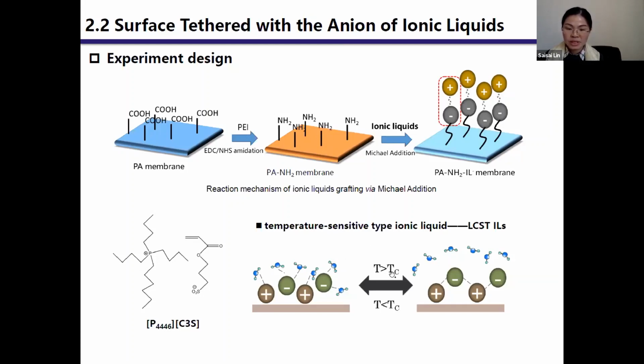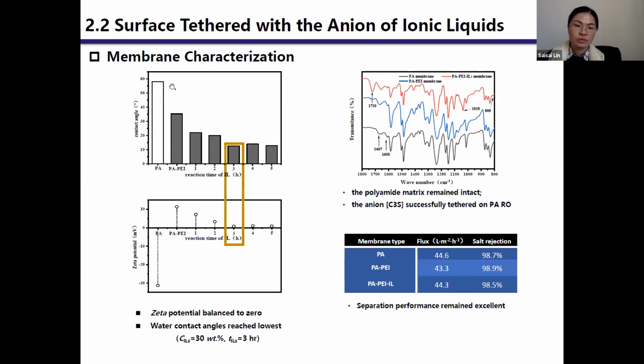When it was lower than the critical temperature, it will have this phase separation with the membrane. And when it was higher than the critical temperature, it will have a strong bond with the water molecules. So we also check the membrane characterization. What we can see is the zeta potential also comes to the 0 value under the optimum condition.